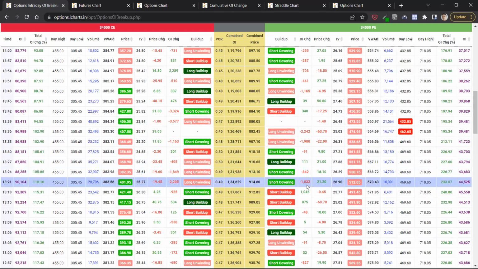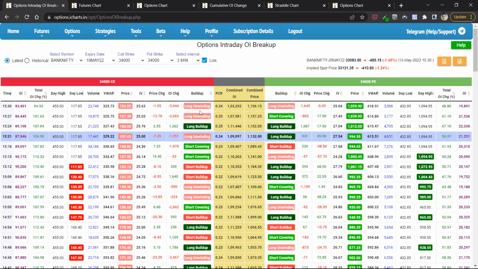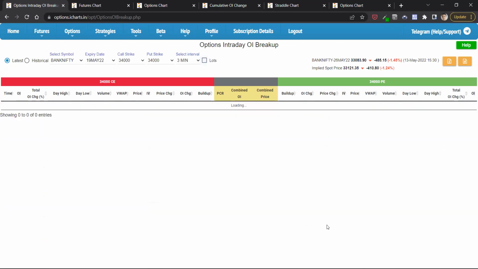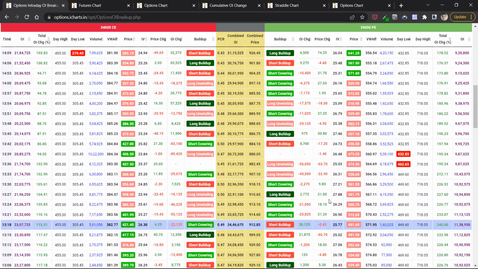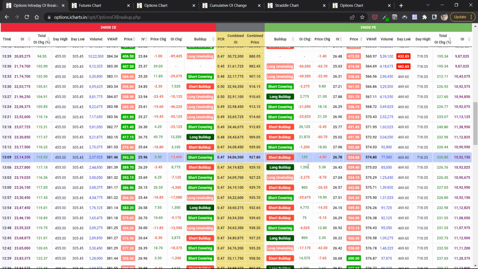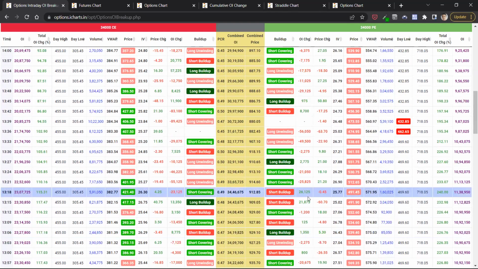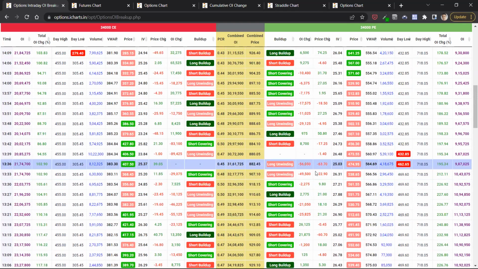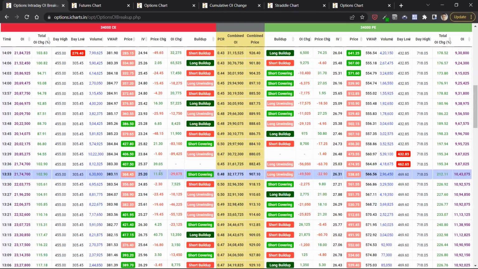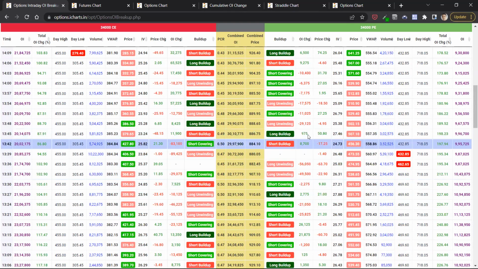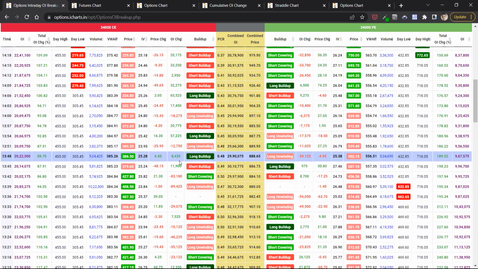This OI change unit is in lakhs now. This is also in lots, so you can change it to whichever you're comfortable with, because the numbers may make more sense. Whatever it is, just stick to something consistent. Over here, things really changed, around 13:30 or so. A lot of unwinding happened here, but it would have confused a bit, because unwinding happened here also, still after 13:48 or 13:50 only.